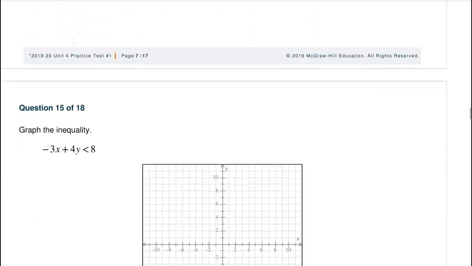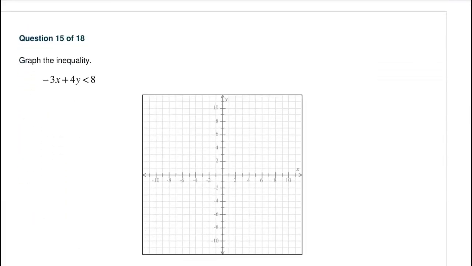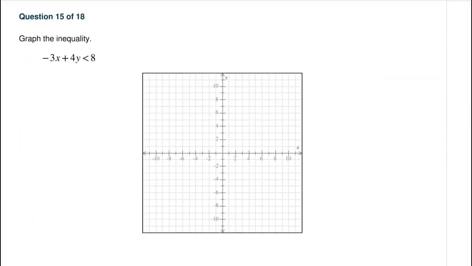Alright, we're heading to problem 15. Problem 15 is also graphing inequality, but this time they give you an equation in the standard form. So first of all, to get the slope, we need to rewrite this. We're going to get y by itself by adding 3x on both sides.